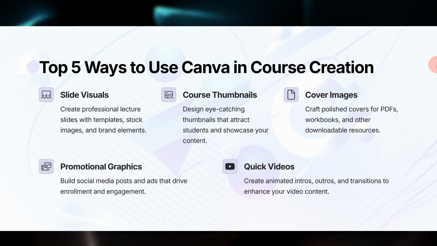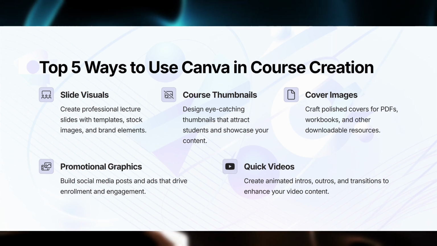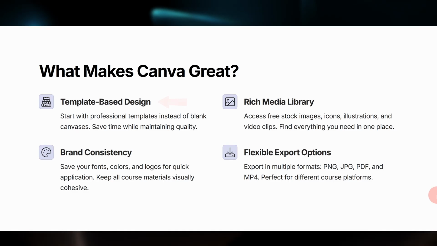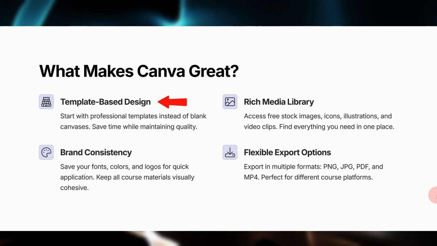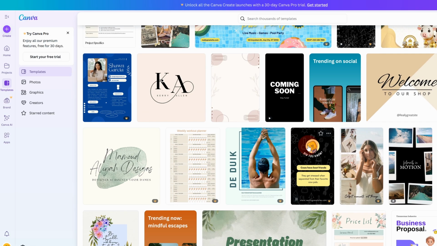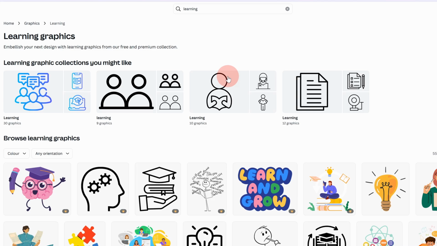You can use it for slide visuals, course thumbnails, cover images for downloads, promotional graphics, quick video content like intros or animated titles. So what makes Canva great? First of all, it's template based, which means you don't need to start from scratch every single time. It's packed with free stock images, icons, illustrations, and even video clips.